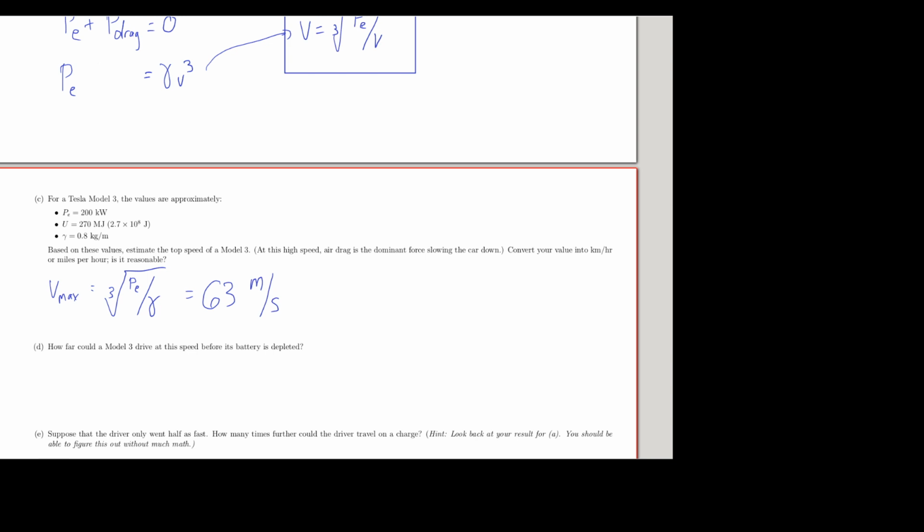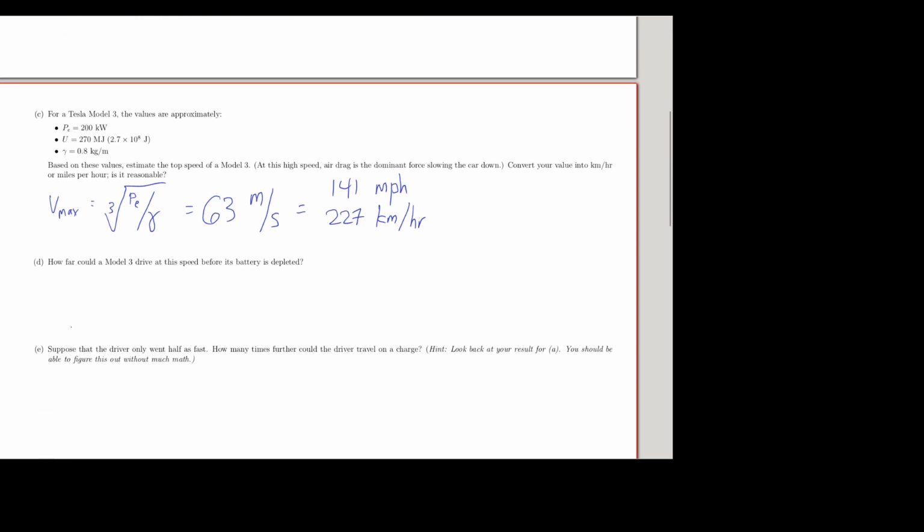Let's convert that into units that we more commonly use for cars. This is 141 miles per hour, or in kilometers per hour, 227 kilometers per hour. And this sounds reasonable. The head of Tesla Motors is on record saying we don't make slow cars. 141 miles an hour is quite quick, but 200 kilowatts is a lot of power.